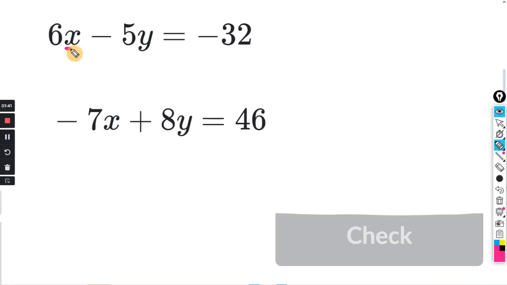Let's look at the x's, and is there anything we can multiply by to go from 6 to 7? Well, the answer is no, unless you use a fraction, you cannot multiply anything by 6 and get 7. Now, let's look at the y's. The coefficients on the y's are 5 and 8. Is there anything we can multiply by 5 and get 8? Again, the answer is no. Without getting into fractions, there's nothing you can do there. So now we'll move on to the other method.